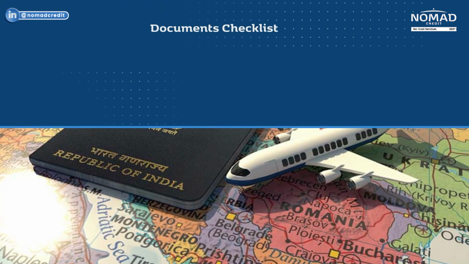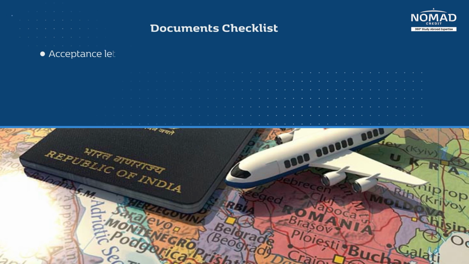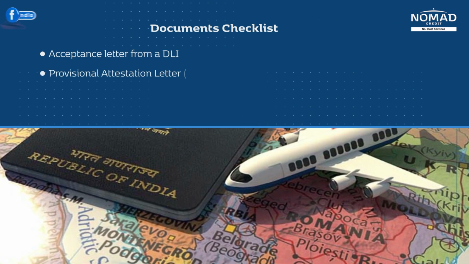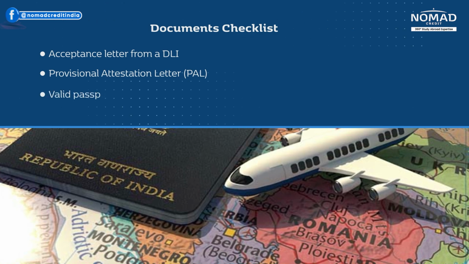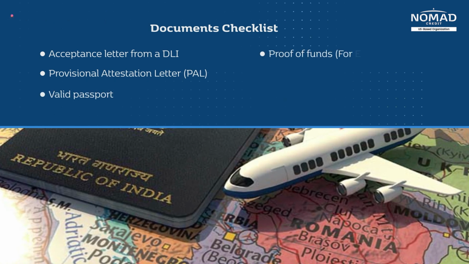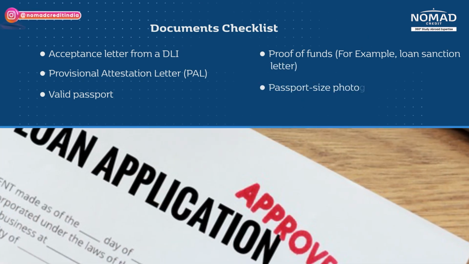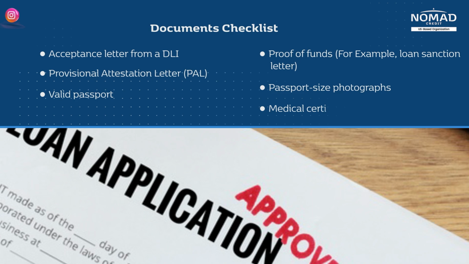Documents checklist. Acceptance letter from a DLI. Provincial attestation letter, PAL. Valid passport. Proof of funds, for example, loan sanction letter. Passport size photographs. Medical certificate.